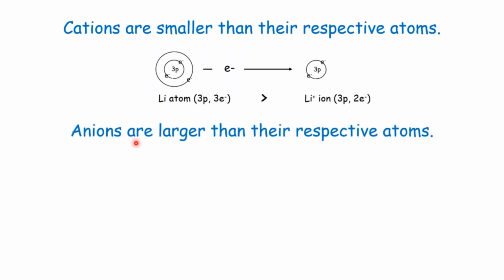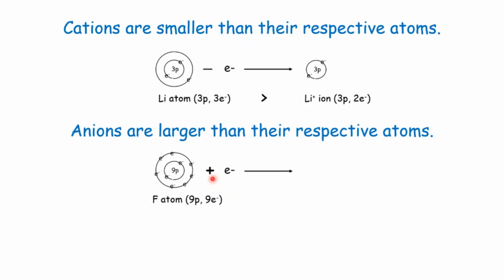Anions do the opposite. Anions are larger than their respective atoms. Take fluorine again as an example. Its atomic number is 9, which means 9 protons. Therefore there should also be 9 electrons. When it gains 1 electron, look at the outermost or valence shell, it has a total of 7 valence electrons because fluorine is a group 7A element.